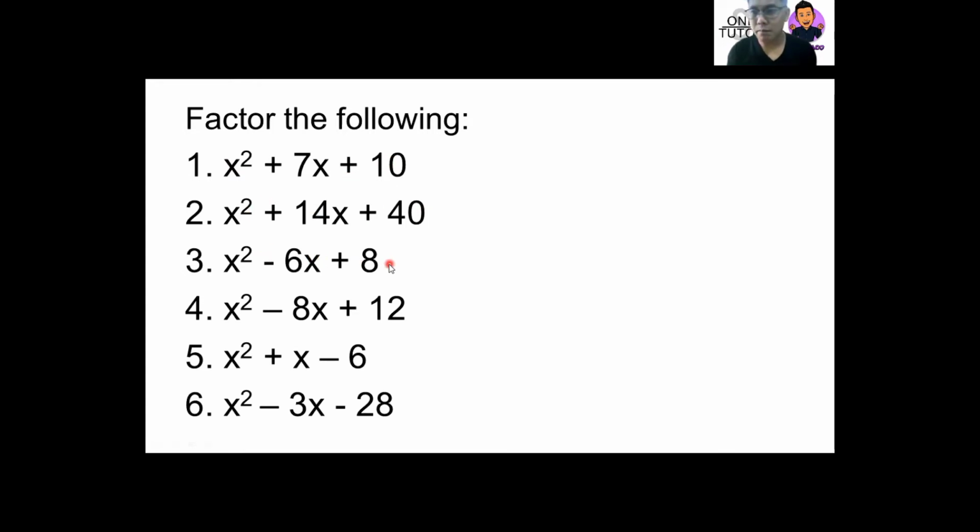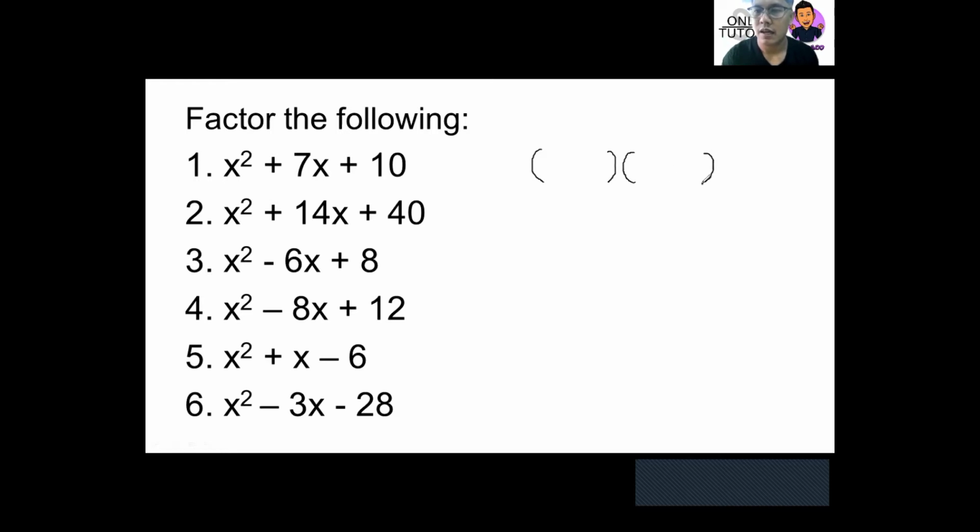Remember that factoring is the reverse process of multiplication. These trinomials are the result of multiplying two binomials. Ibig sabihin, ang factor nito, maghahanap kayo ng two binomials na pag pinag-multiply nyo ay itong x squared plus 7x plus 10. Okay? So we can do the trial and error. We all know that x squared plus 7x plus 10.